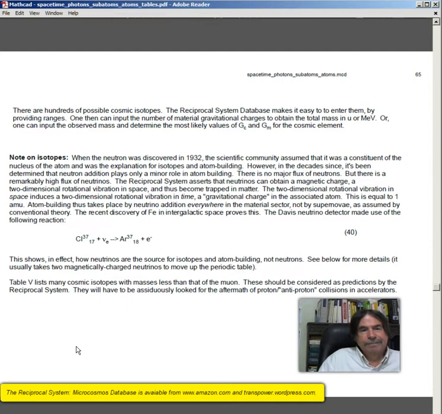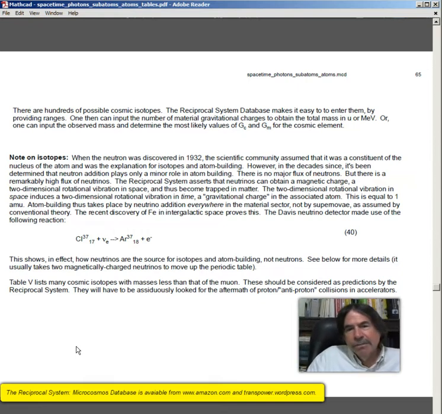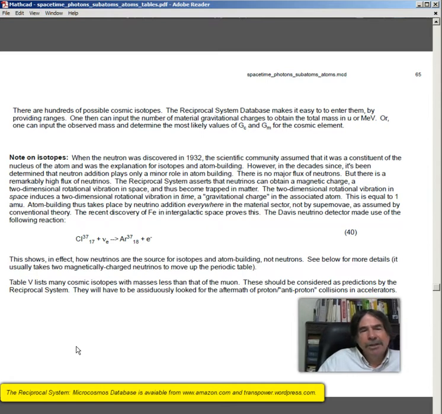Note on isotopes. When the neutron was discovered in 1932 by Chadwick, the scientific community assumed that it was a constituent of the so-called nucleus of the atom, and was the explanation for isotopes and atom building. However, in the decades since, it's been determined that neutron addition plays only a minor role in atom building. There is no major flux of neutrons, but there is a remarkably high flux of neutrinos.